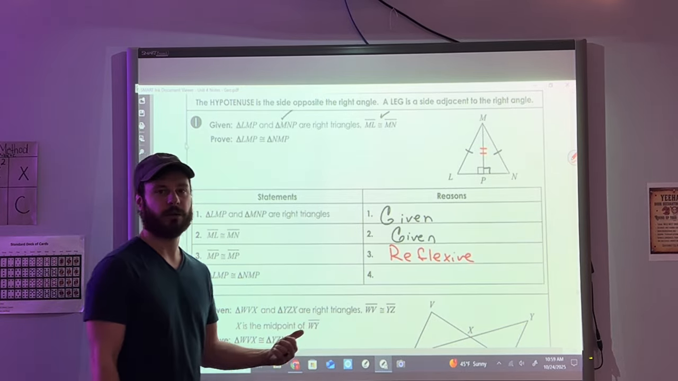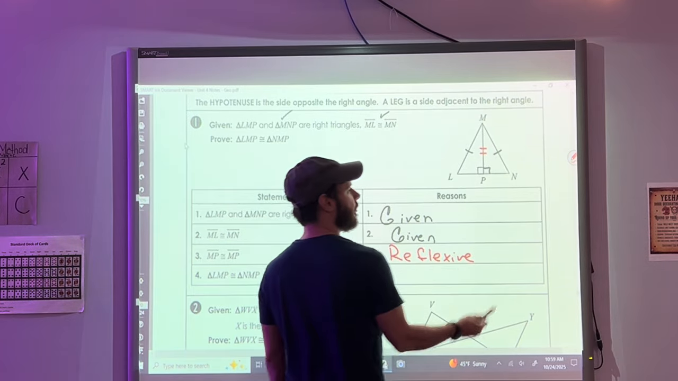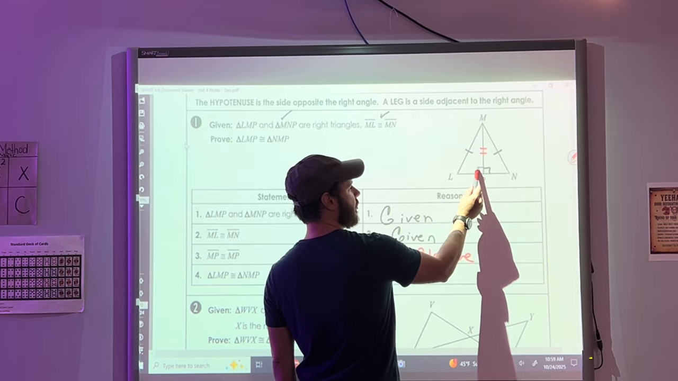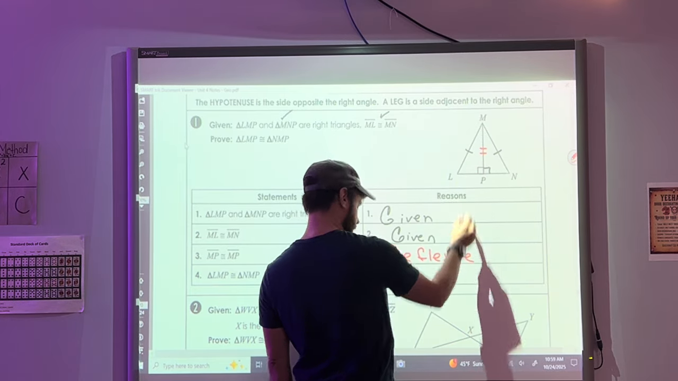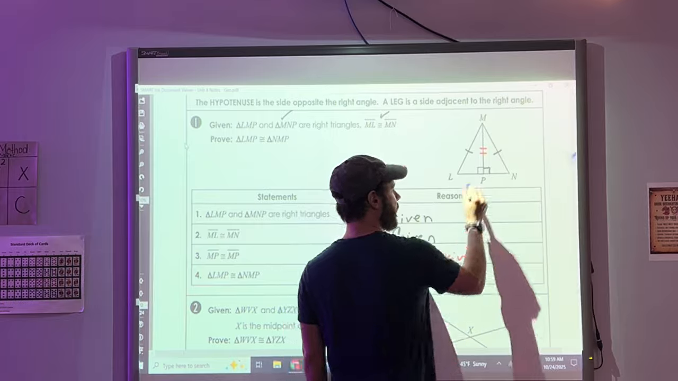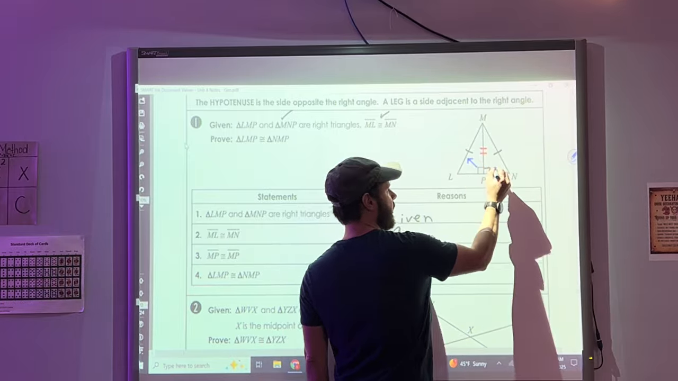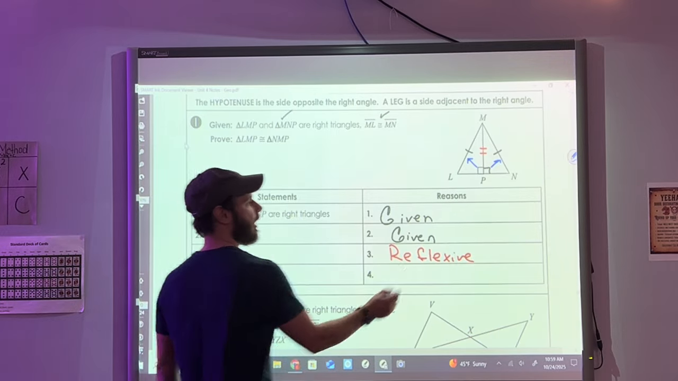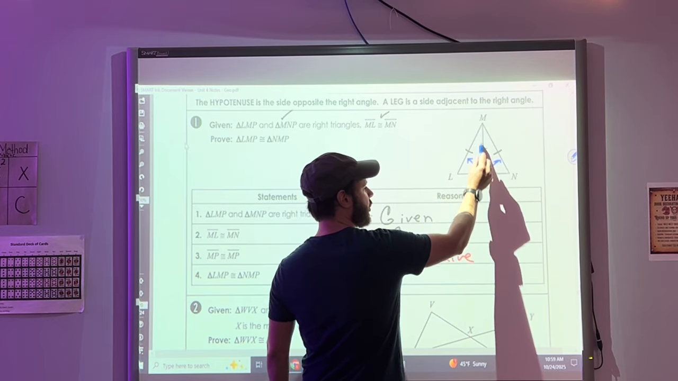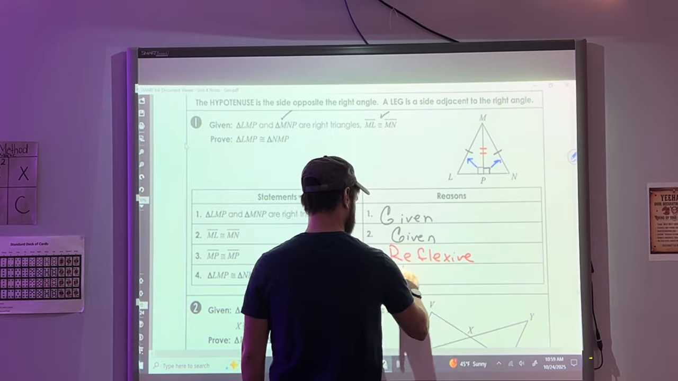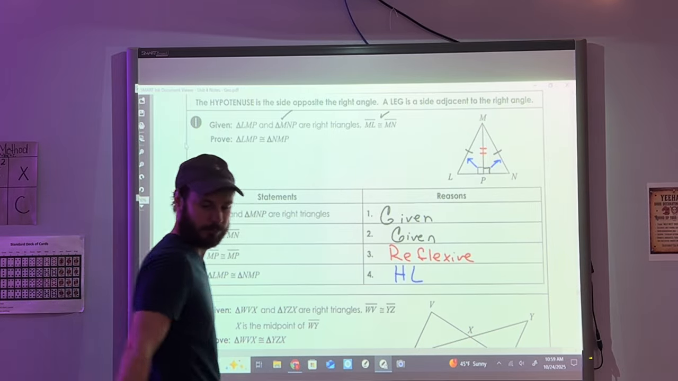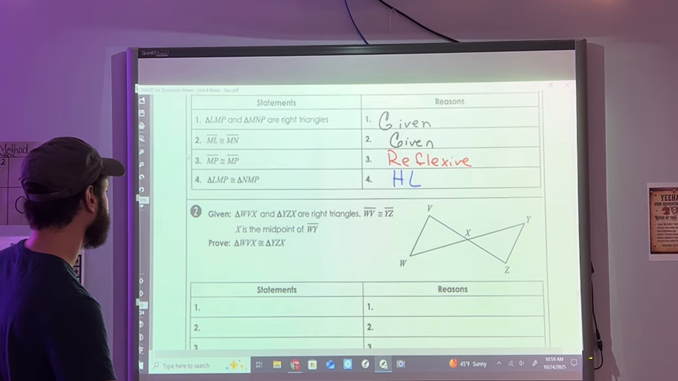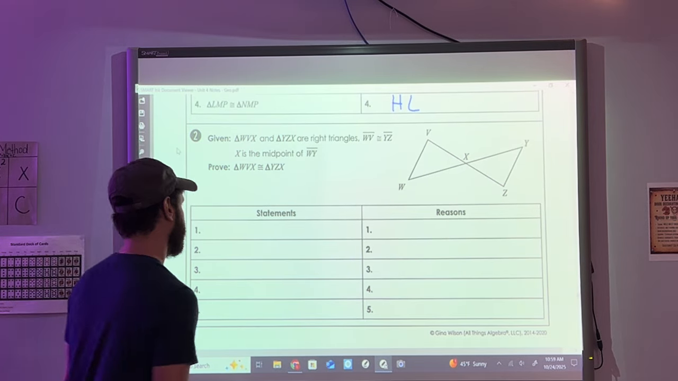So if I look at this now, I have two sides that are congruent. The hypotenuse of the triangle, the side that is opposite of the box for both of them, that side matches that side because they each have one tick mark. And then I see this leg that they both share. So my reason, I have hypotenuse leg. Okay, fill in your own.